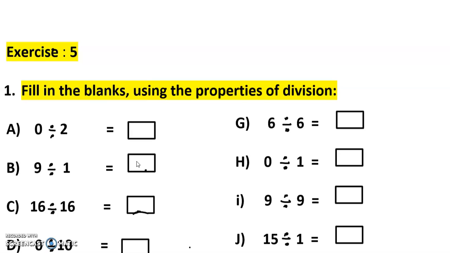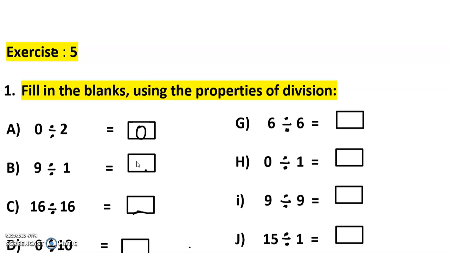Listen, children. 0 divided by 2. If you divide 0 by any number, you will get 0 as the quotient. So the answer is 0.